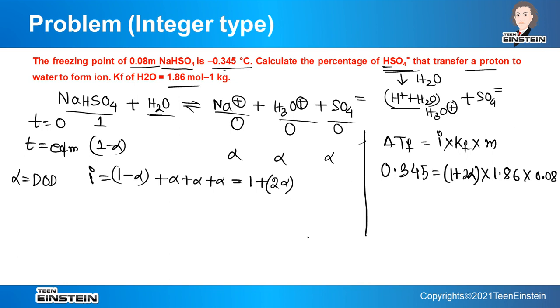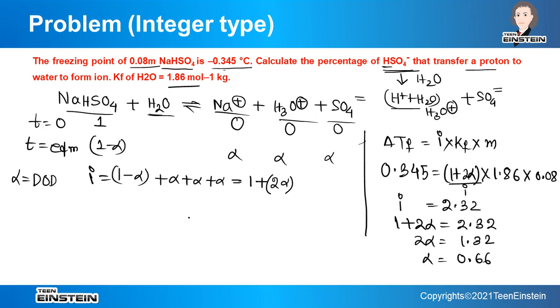So from this equation we can find the value of 1 plus 2 alpha, or you can also write it as i. So i will be equal to 2.32. That means 1 plus 2 alpha is equal to 2.32. From this we get 2 alpha as 1.32, so alpha will be 0.66. We have to find the percentage. So percent alpha will be 0.66 into 100, so this will be 66%.